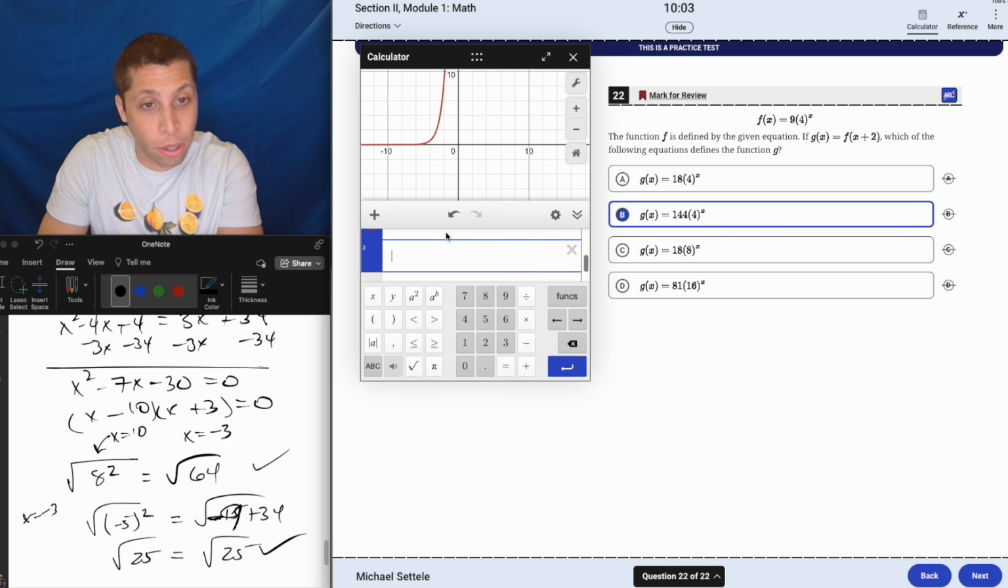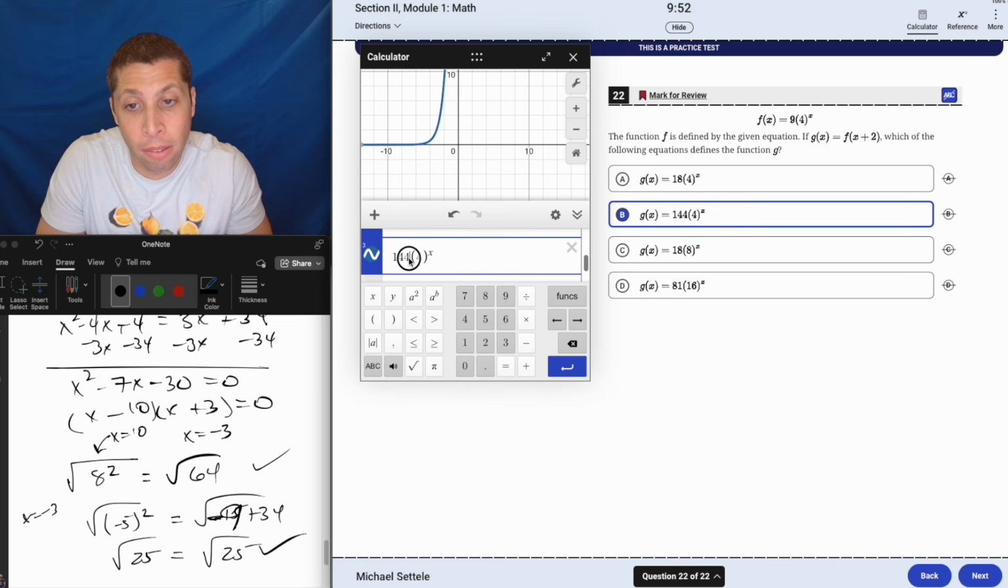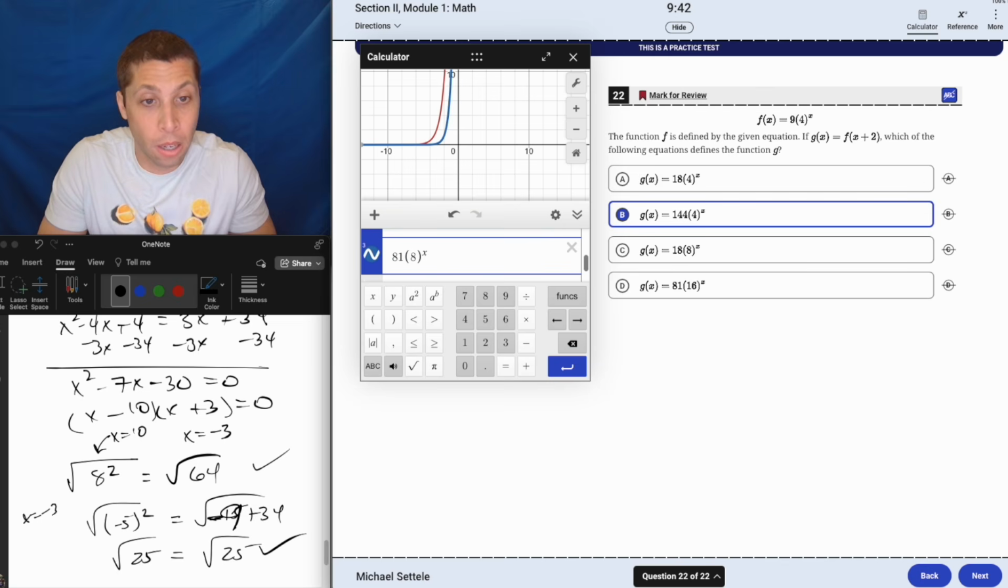Well, let's try the one that works. 144 times 4 to the x is the same thing. Look at that overlap. Beautiful. But if we went to a different one, like choice A, different thing. Choice C, different thing. Choice D, different thing.